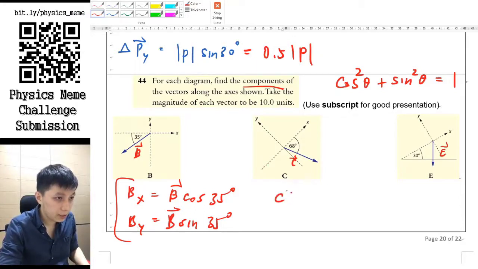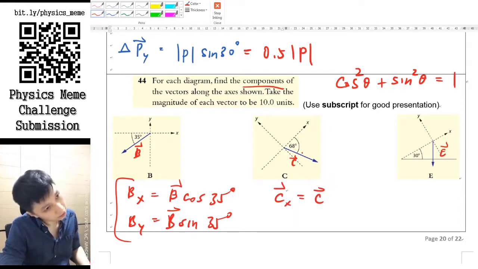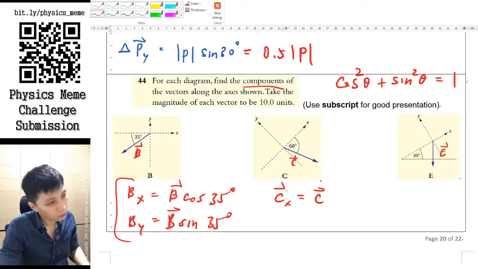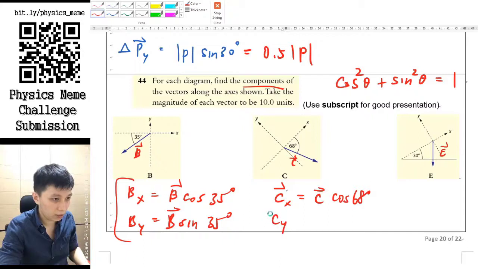So next Cx, that's going to be sine or cosine, actually depends on which angle you're taking. I mean, if you're taking this angle, then obviously sine and cosine will swap from my answer to your answer. So if I just stick with 68, then it's going to be cosine 68 degree, and so the other one would be sine.